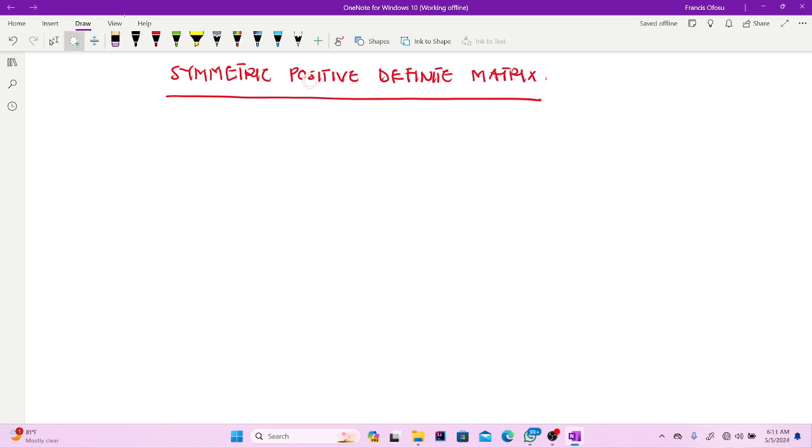So let's break this into different pieces. Let's consider first the symmetricness, and after that we go for the positive definite. So what is a symmetric matrix? When you say a matrix is symmetric, all that they are trying to say is the matrix A will be equal to its transpose.